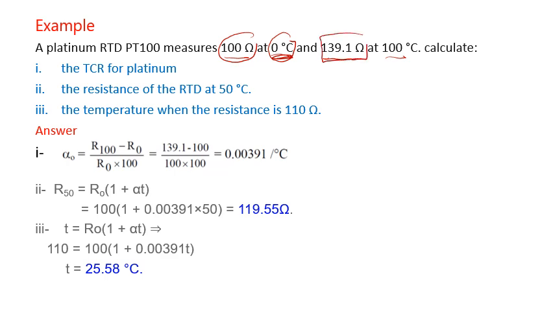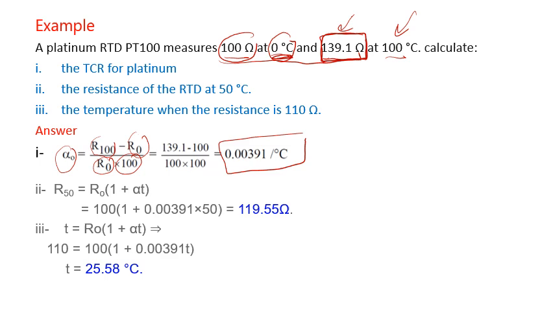At 100 degrees Celsius, the resistance becomes 139.1 ohm. Calculate TCR. We want to calculate the temperature coefficient of resistance. Usually we use these quantities to calculate TCR, and we can use the TCR to calculate other values. We will see this in this example. So to calculate TCR, alpha is equal to R100 minus R0 over R0 times 100. We calculate to find that it is 0.0039 1 per degree Celsius.